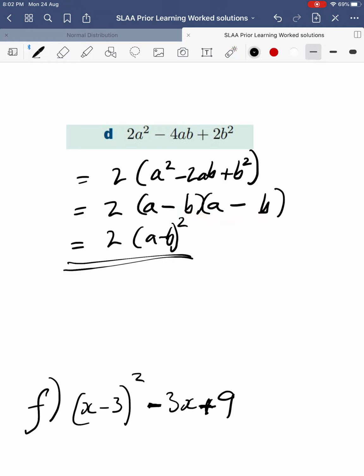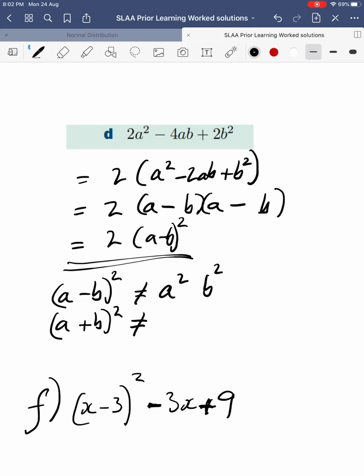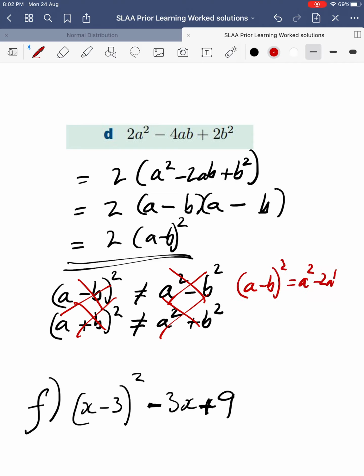Okay. So something that you should commit to your memory is a minus b all squared and a plus b all squared. Now in class I did this beautiful mistake that students like to make. Just square both the terms and subtract them. Square both terms and add them. Clearly this is completely and utterly wrong because we have middle terms. Okay, so commit to memory. a minus b squared equals a squared minus 2ab plus b squared, and a plus b all squared equals a squared plus 2ab plus b squared.